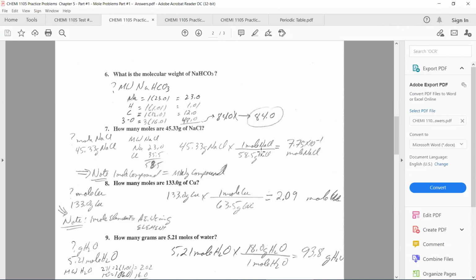Now, on the final exam, like test number 2, 3, 4, underneath your name will say, please use proper significant figures for all calculations. And also it will say, please use 3 significant figures for all atomic weights. 45.33, 4 significant figures, 1 exact number, 58.5, 3 significant figures. Therefore, your answer should have 3 significant figures.